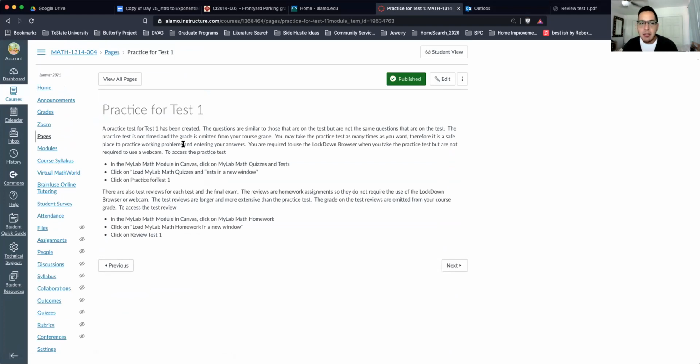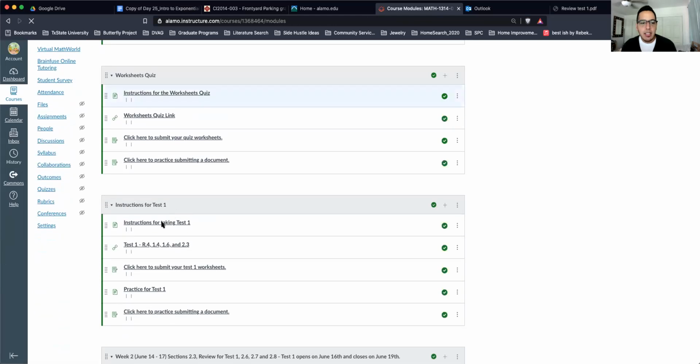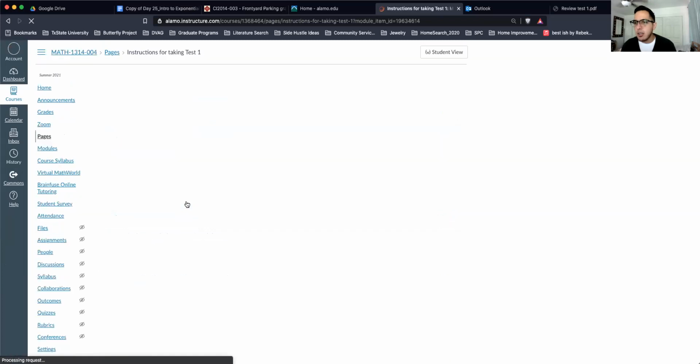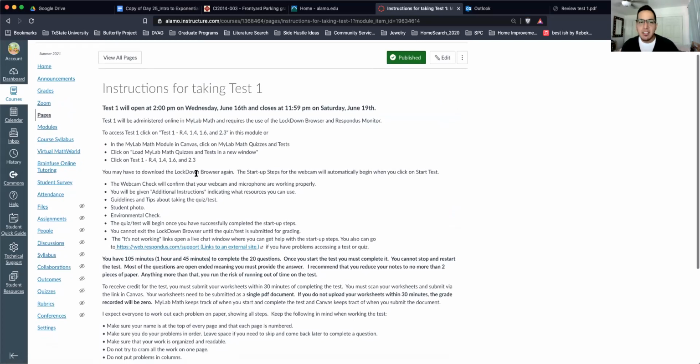It's not timed, and the grade is omitted from your course grade. So it's just an opportunity to see what it is you're going to be dealing with when you go into the test. You can find that in the module for the instructions for test 1 here. And again, if you forget what the instructions for test 1 are, she's going to go over them with you tomorrow, but they're right here. Remember, test 1 will open at 2 o'clock tomorrow.